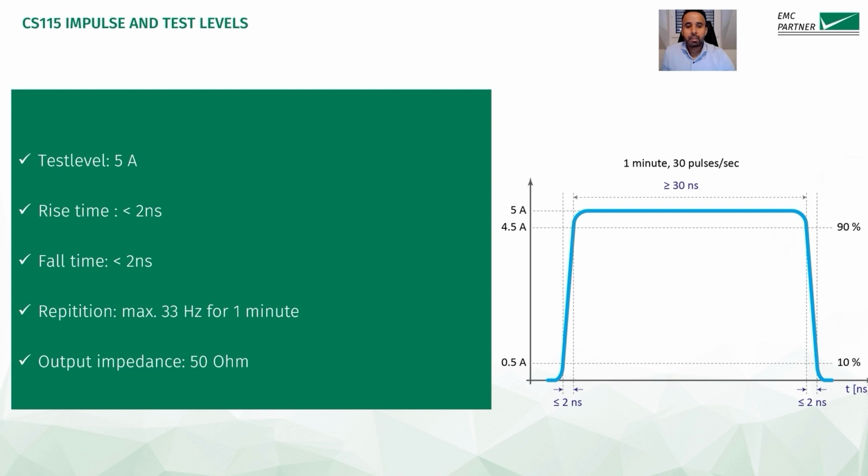The rise time and fall time is 2 nanoseconds or less. Compared to the commercial EFT test, the rise time is much faster than the EFT rise time of 5 nanoseconds, which makes this test a little bit more severe. The repetition rate is 30 Hertz to ensure that the UT is sufficiently tested, and the test duration is 60 seconds.